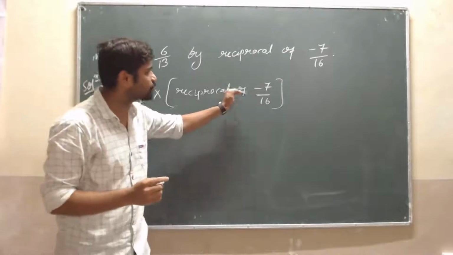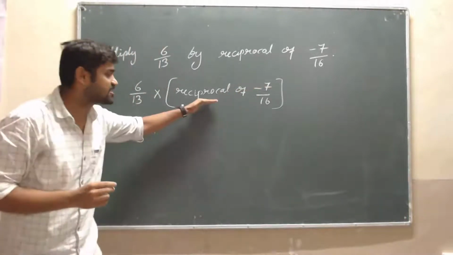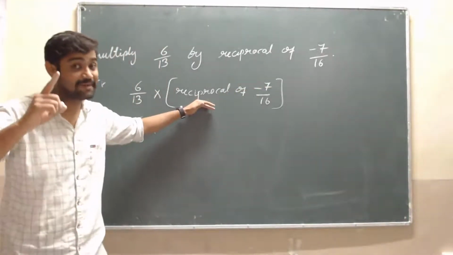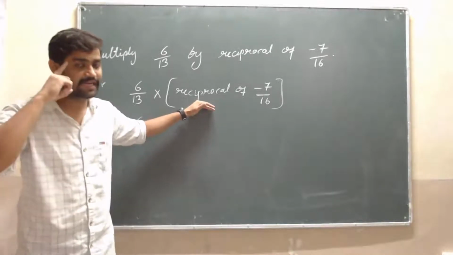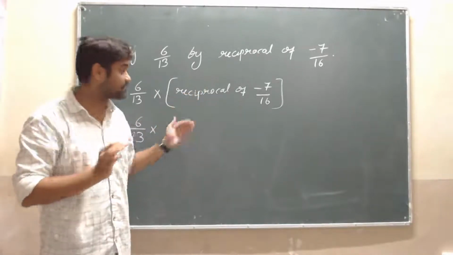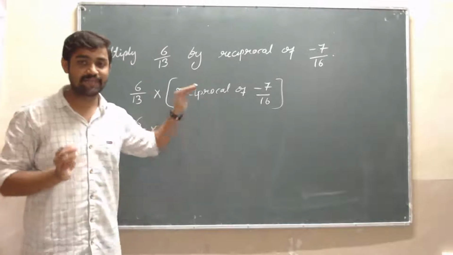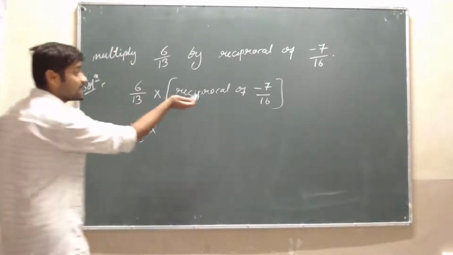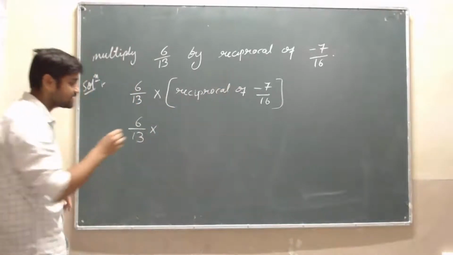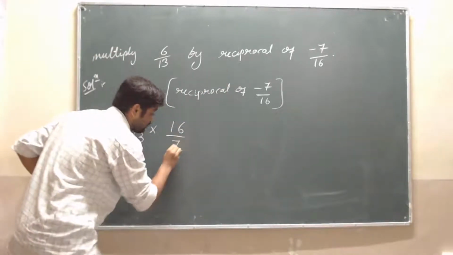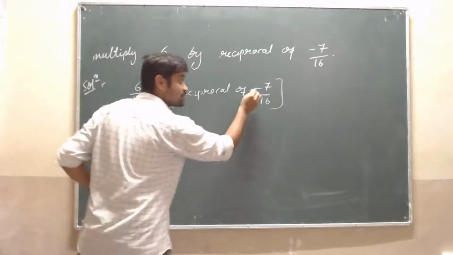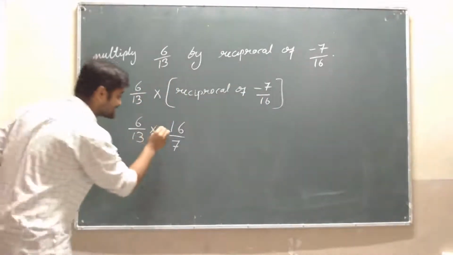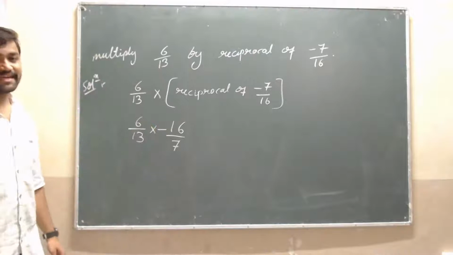What is the reciprocal of minus 7 by 16? Reciprocal means, yes sir, multiplicative inverse. Are you getting my point? In the previous example we did, reciprocal is nothing but the multiplicative inverse. What is the multiplicative inverse of minus 7 by 16? That is 16 by 7. Which is 16 by 7? You have to concentrate on the symbol, that is minus 16 by 7.